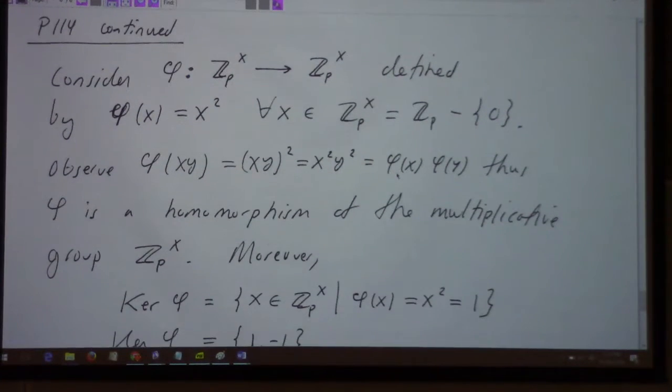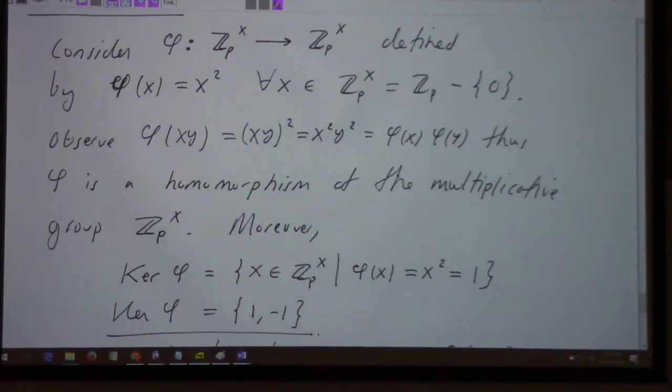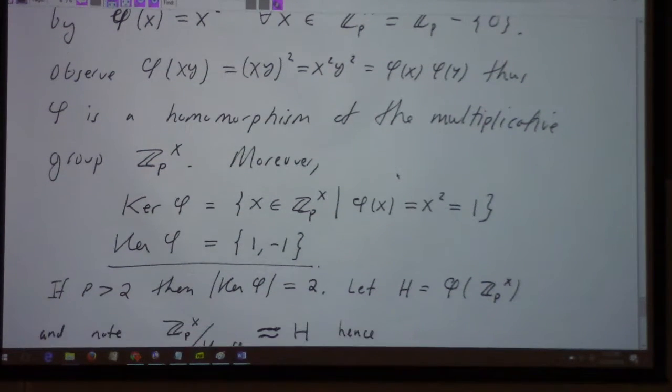Here it is. Consider the homomorphism from the group of units, basically non-zero Z_p, to non-zero Z_p, given by the squaring map, phi of x equal to x squared. It's pretty clear that it's a homomorphism, right? Because phi of xy is equal to xy squared, which is x squared y squared, which is phi of x times phi of y. So it's a homomorphism of the multiplicative group of non-zero integers mod p. The kernel, what's the kernel? Well, the kernel is the set of elements which square to 1. And so the kernel of phi is equal to 1 and minus 1.